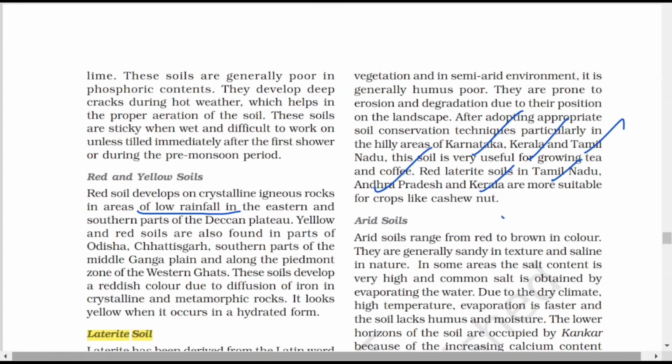For tea, it is Karnataka, it is Kerala and Tamil Nadu. For cashew nut, it is Andhra Pradesh, then Kerala and Tamil Nadu. So this difference you need to just put in your mind. Two states are common. Even if you remember those two states, it's very good. One is Tamil Nadu, one is Kerala. So both the states are fit for tea, coffee and cashew nut. But Andhra Pradesh is fit for cashew nut. Karnataka is fit for tea and coffee. So this difference you need to just keep in mind, and it has come as a one line question in the board exam. Okay.